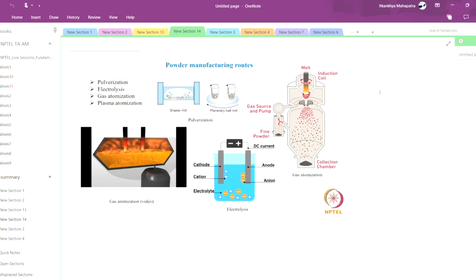Now a few questions are related to powder manufacturing methods. We have powder manufacturing routes like pulverization, electrolysis, gas atomization, and plasma atomization. These are some of the common methods used in the production of powder, and these are commercialized.